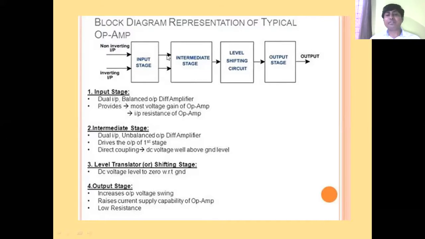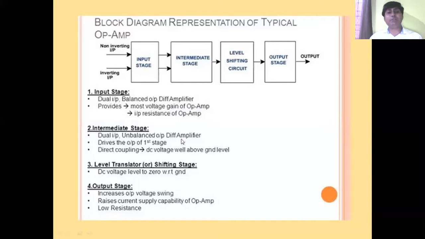Why are we calling it unbalanced? Because we have two inputs but only one output. So for that reason it is an unbalanced differential amplifier. That means for the first block we have to use a balanced differential amplifier, and for the second block we are using an unbalanced differential amplifier. So why do we have to use unbalanced here? What will it do?